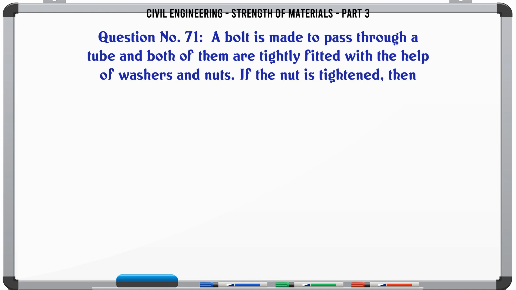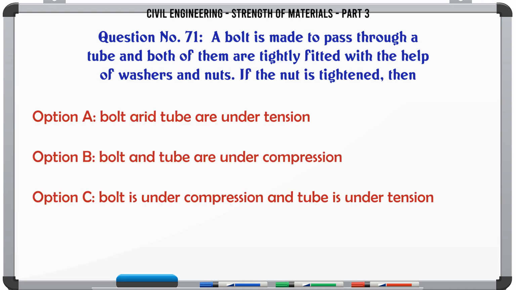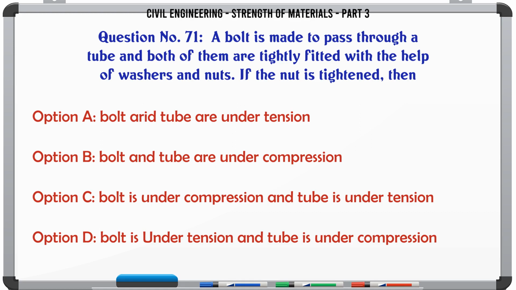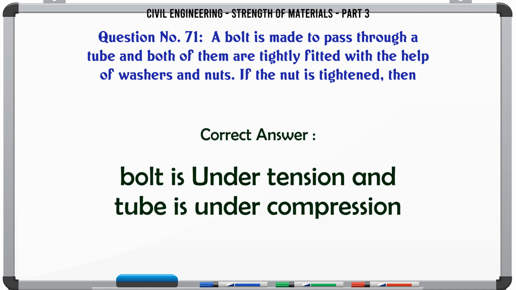A bolt is made to pass through a tube, and both of them are tightly fitted with the help of washers and nuts. If the nut is tightened, then A. bolt and tube are under tension. B. bolt and tube are under compression. C. bolt is under compression and tube is under tension. D. bolt is under tension and tube is under compression. The correct answer is bolt is under tension and tube is under compression.